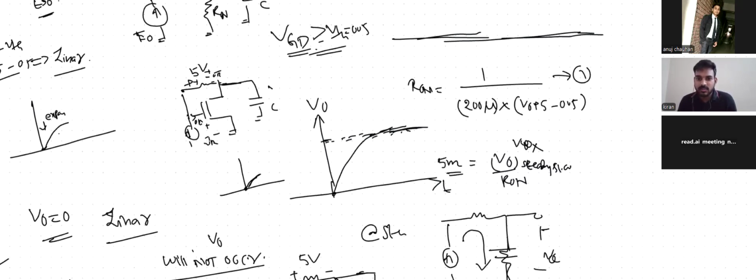For this charging circuit, what is the charging time constant? The time constant will be R1 into C. This will be the time constant.